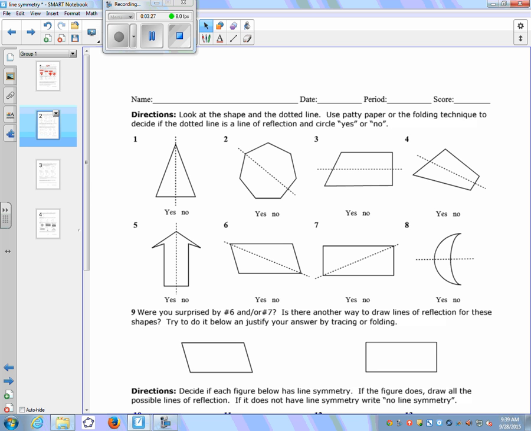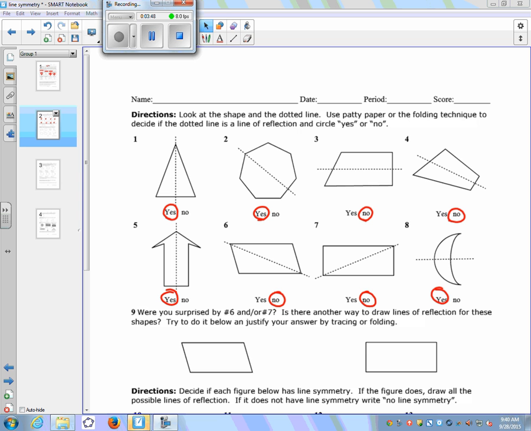So look at the shape and the dotted line. Use patty paper or the folding technique to decide if the dotted line is a line of reflection, and then circle yes or no. So on these, I'm going to pause the video and I'm going to let you do this yourself, and then turn this back on and you can see if you got them right.